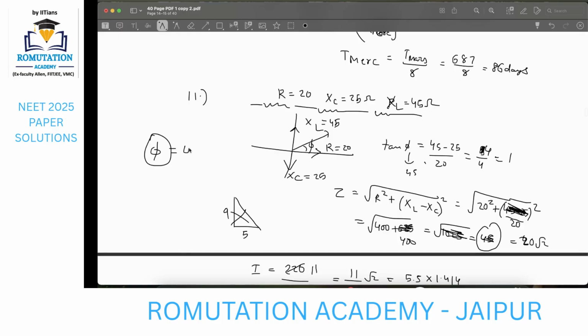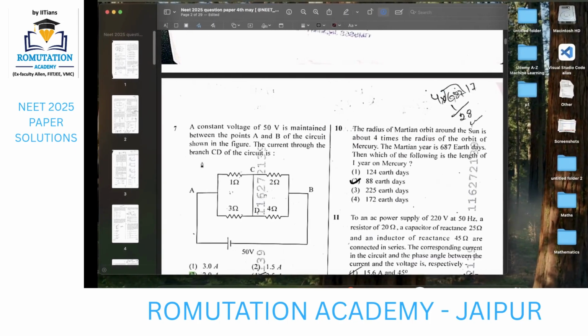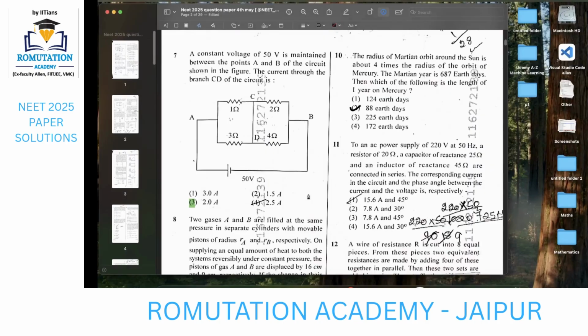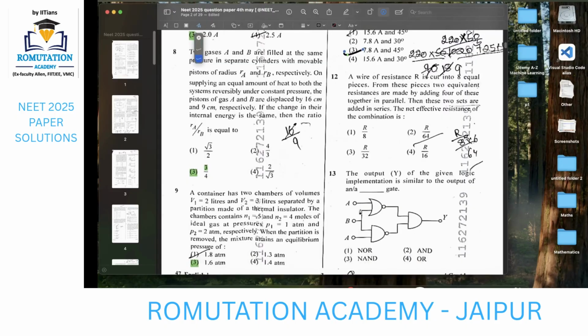So that lag can be easily calculated from this number, that is 45 degree. So I think the answer for this case should be option C, right? Okay, so now coming to the 12th one.